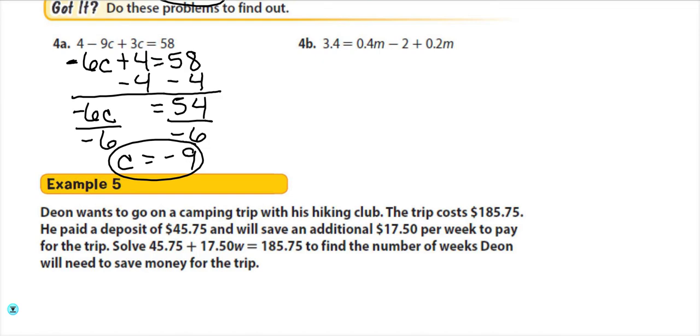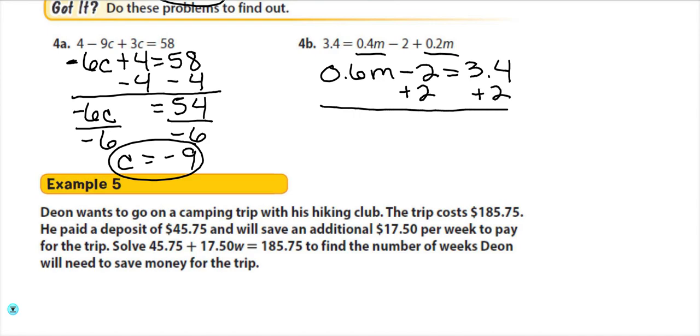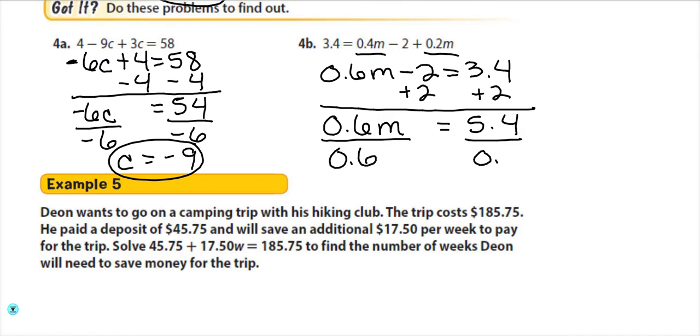All right, 4b, we have a 0.4m and a 0.2m, so that would be 0.6m minus 2, and that equals 3.4. We're going to add 2. That's going to give me 0.6m equals, and then it's plus, so we're going to do 5.4. And divide it by 0.6. And that's 9 as well.